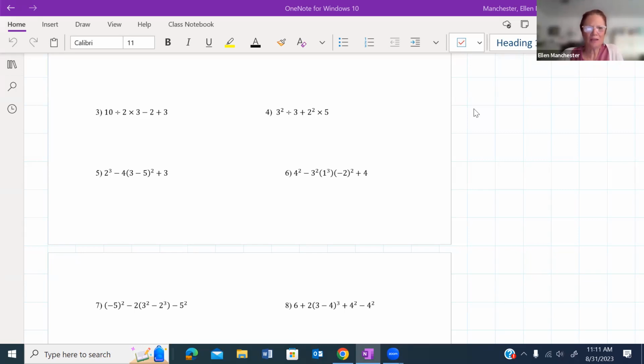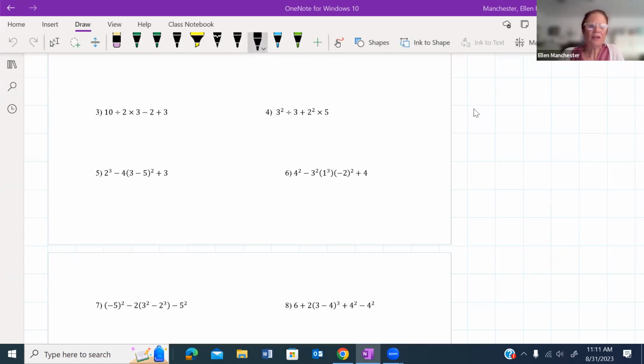So I have every single answer says 16. So let's double check. So we have 10 divided by 2 times 3. So again, left to right, division comes first. So 10 divided by 2 is 5 times 3 minus 2 plus 3. And then we're going to do our multiplication. And then now it's all addition and subtraction. We see the subtraction first. So we subtract the 2, and then we add the 3. Hooray! Every single person got it.